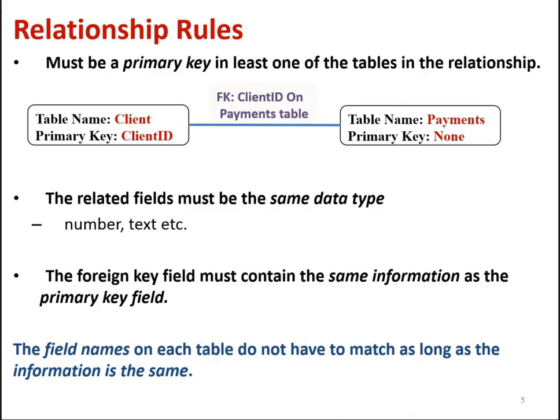Number 2, the related fields must be the same data type and the same field size, be it number, text, currency, etc. Number 3, the foreign key field must contain the same information as the primary key field. For example, the relationship between the Client table and the Payments table is joined on the Client ID in the Client table and the Client ID on the Payments table. Both of those fields contain like information.